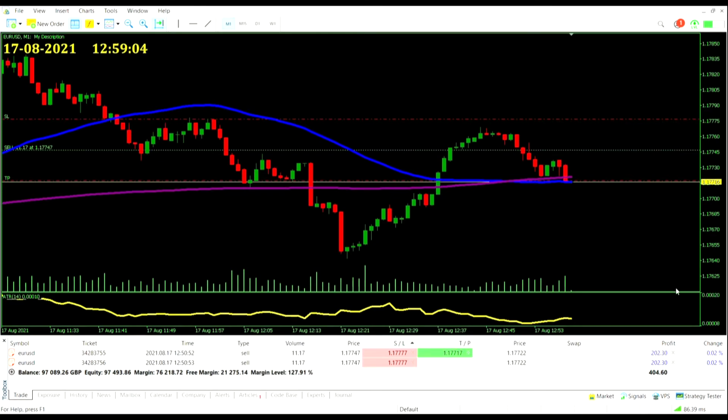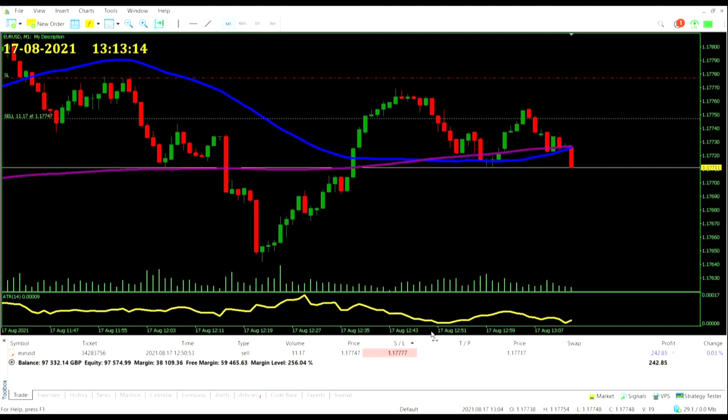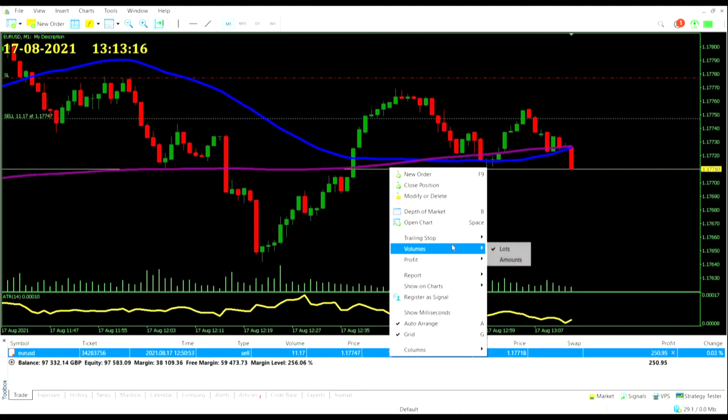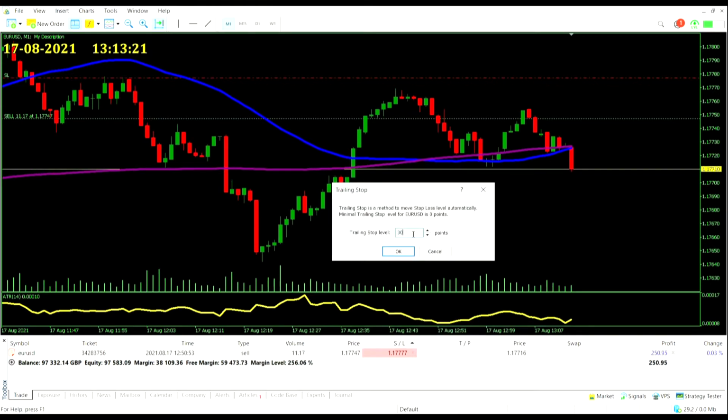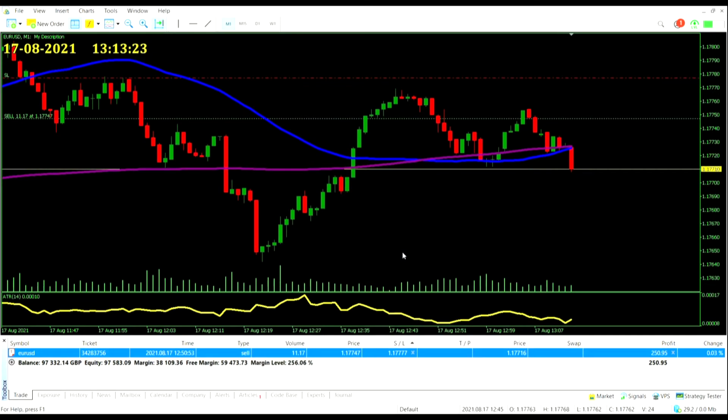We are very close now. If we can just go a little bit further. And there we go. We finally get the take profit to trigger after that range. So we can switch this up here. The trailing stop is going to be 30 points behind. Let's pop that in.